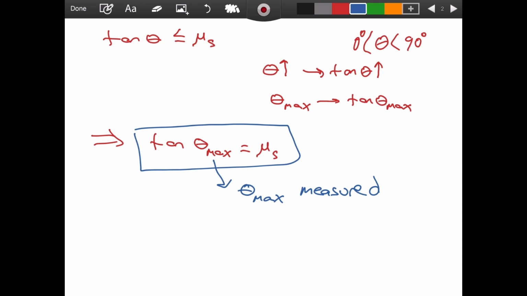I hope this is helpful and it makes sense. I really would like you to try this at home and to see if you can correctly determine the coefficient of static friction of different surfaces.